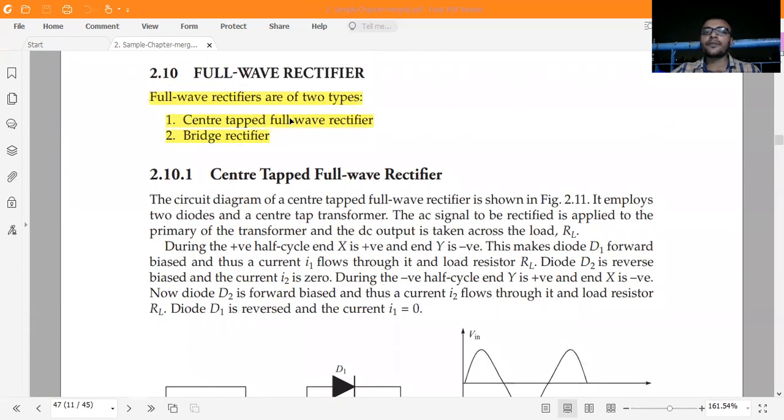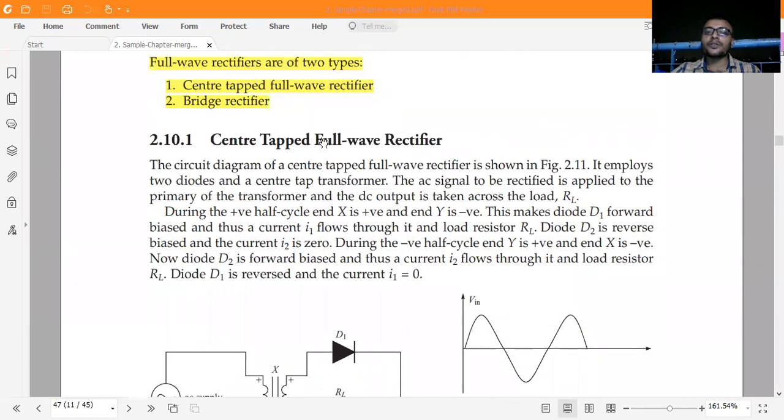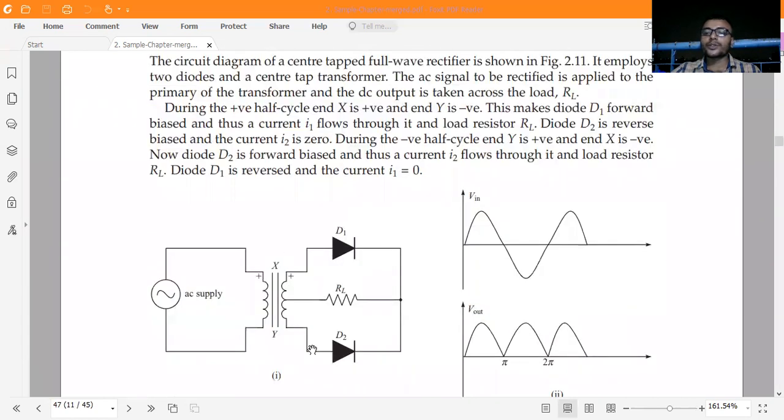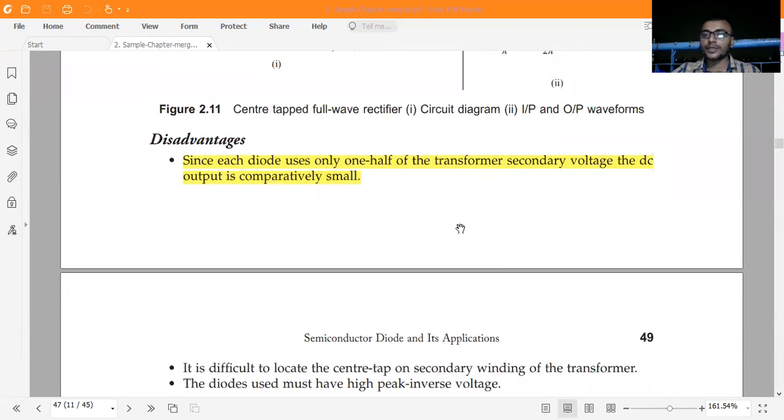In center tap rectifiers, one transformer and two diodes are used. Basically, half of the transformer is used by diode one, and the other half is used by diode two. If we apply the positive terminal, we get the output voltage. If we apply the negative, again we get the output voltage. In both cases we get the output voltage.